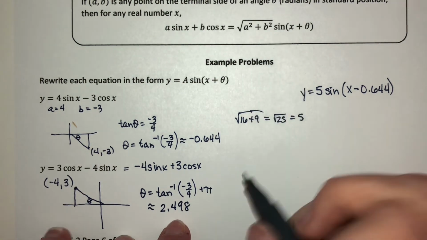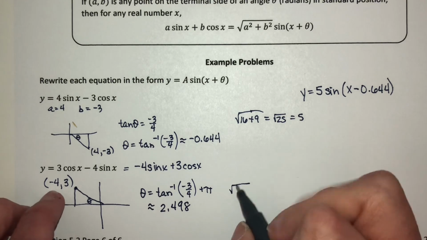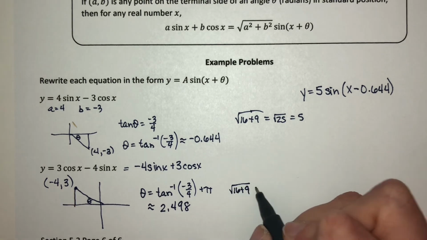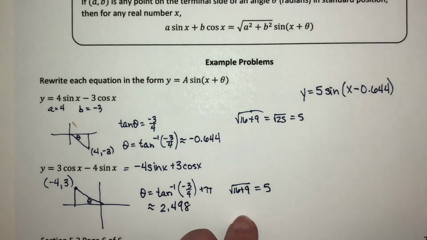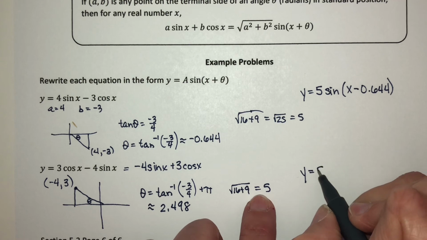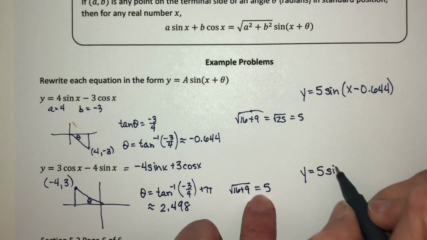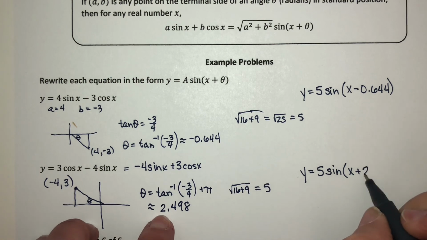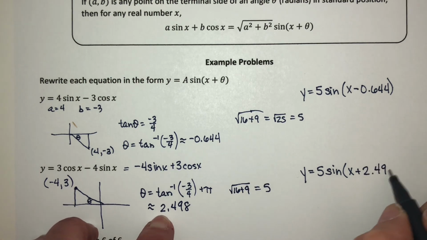Our A squared plus B squared will be the same. It's going to be 16 plus 9 under the square root, so we still get 5. And so our answer here is y is equal to 5 times sine of x plus theta, which is 2.498.